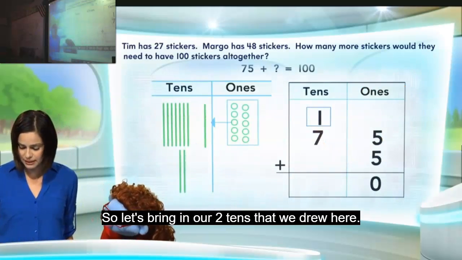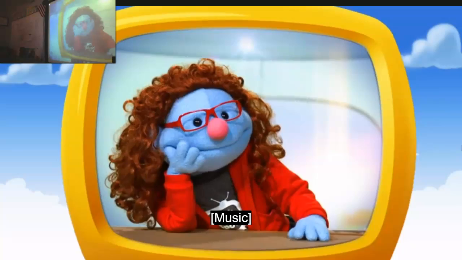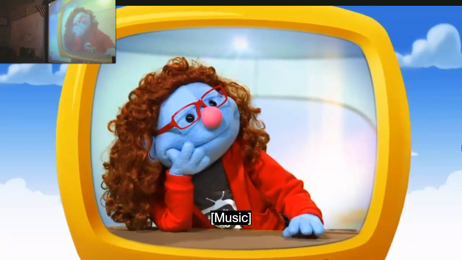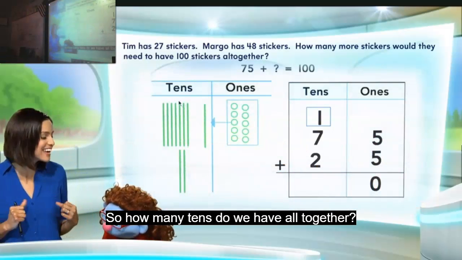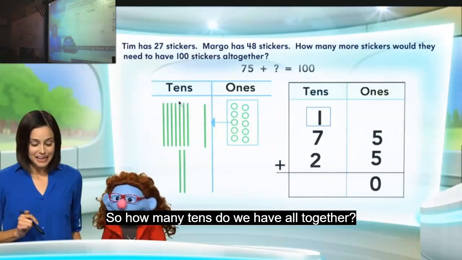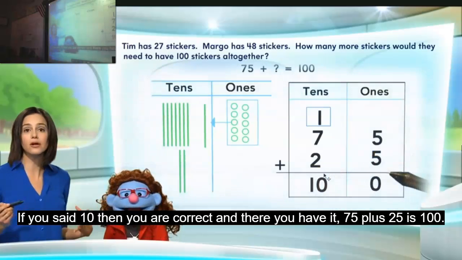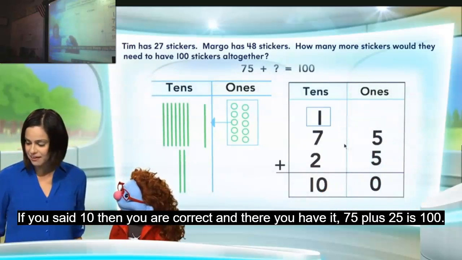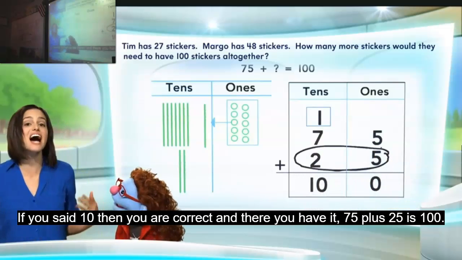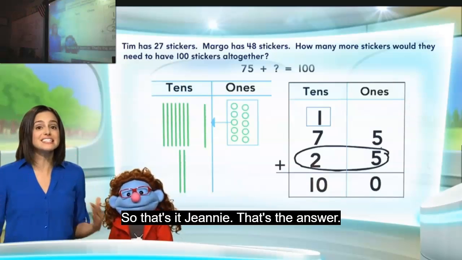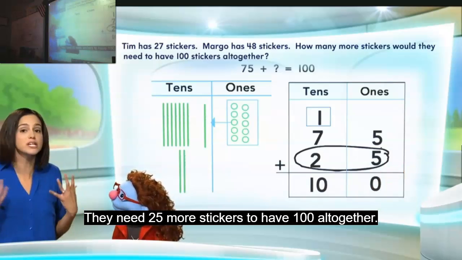Okay, so let's bring in our 2 tens that we drew here. So how many tens do we have all together? If you said 10, then you are correct. And there you have it. 75 plus 25 is 100. So that's it, Jeannie. That's the answer. They need 25 more stickers to have 100 altogether.